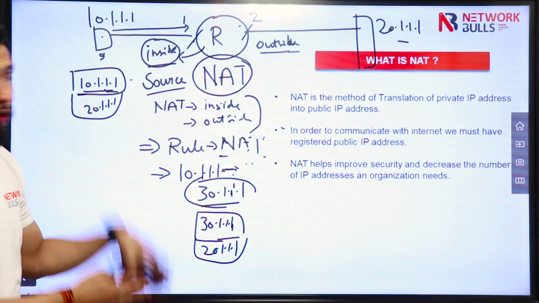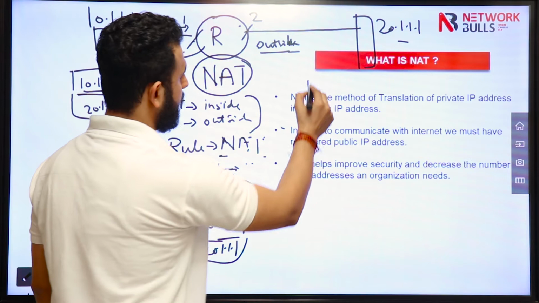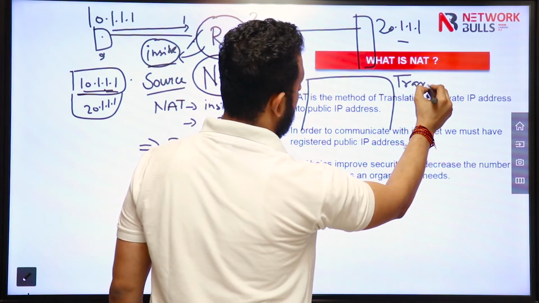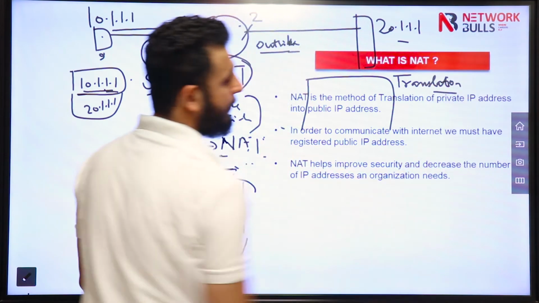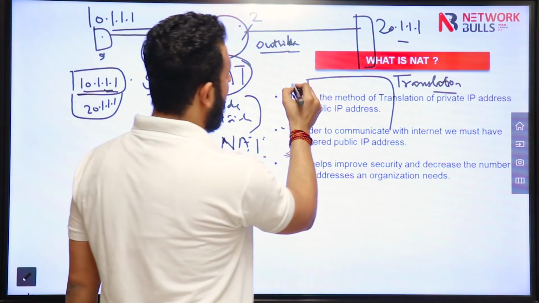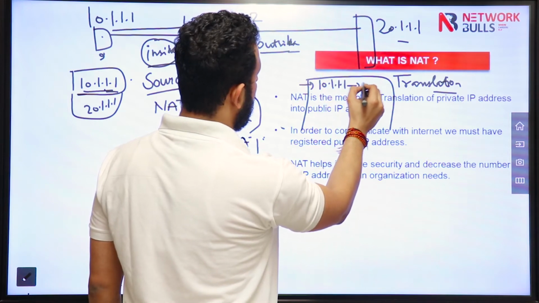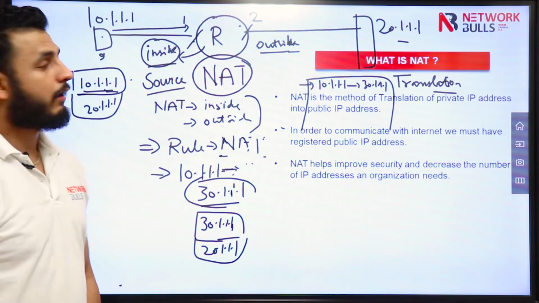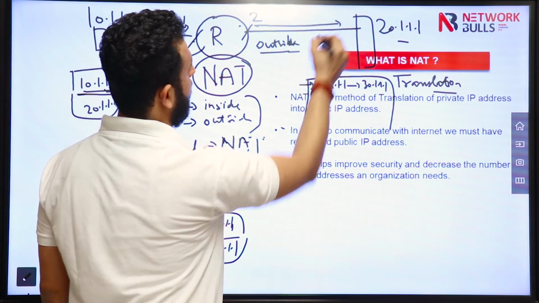After translating the source, the router will also create a NAT table. We call it the translation table. In the translation table, the router will keep an entry of this translation, that yes, I have translated 10.1.1.1 into 30.1.1.1. After this, the router will forward this traffic out of this interface to the server.